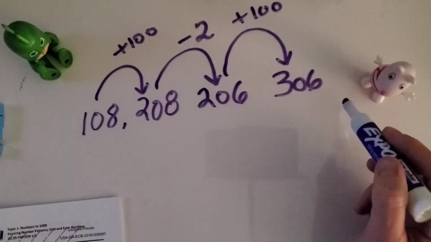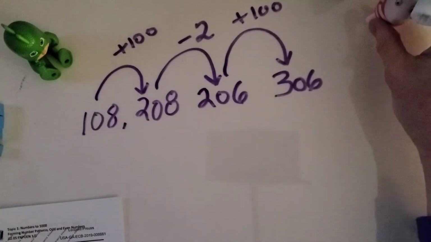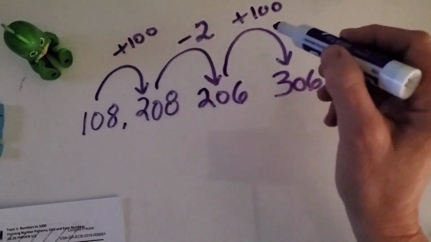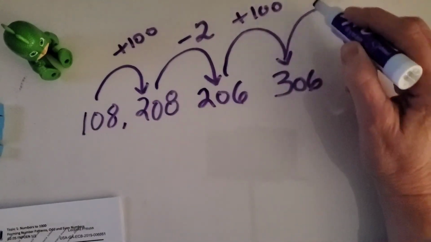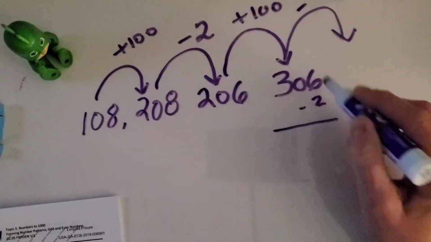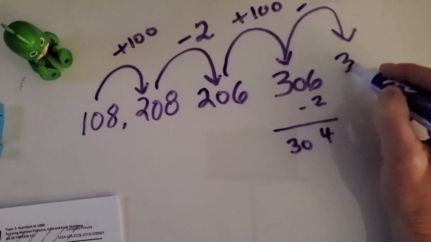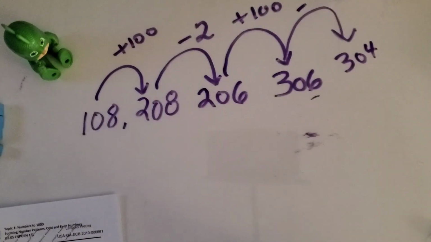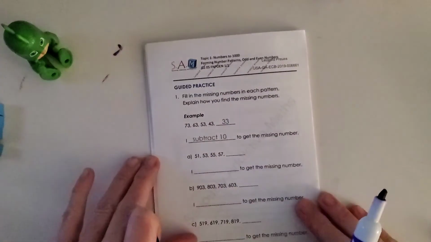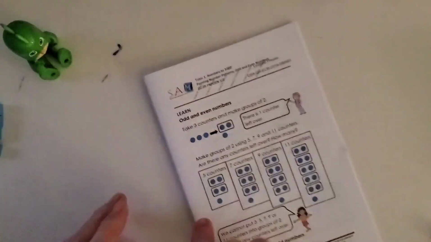So what do you think the next number will be? Here, move out Penelope Pig out of the way. 306, if we're looking at our plus 100, minus 2, plus 100, minus 2. You can make it a little song, plus 100 minus 2. So take 2 away from 306 is 304. Okay, so what you're going to do is look for the pattern to help you solve the problem. So now let's move on. I would like you to try to work on page 4 by yourself with this guided practice, and it's just going to be looking at the patterns, and you're going to put in the missing numbers.